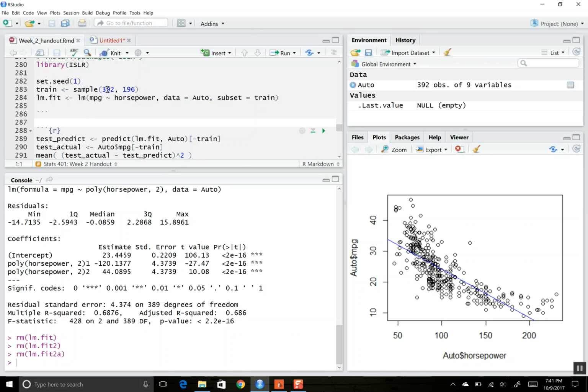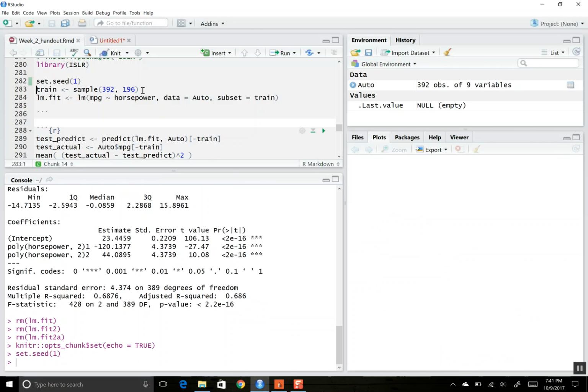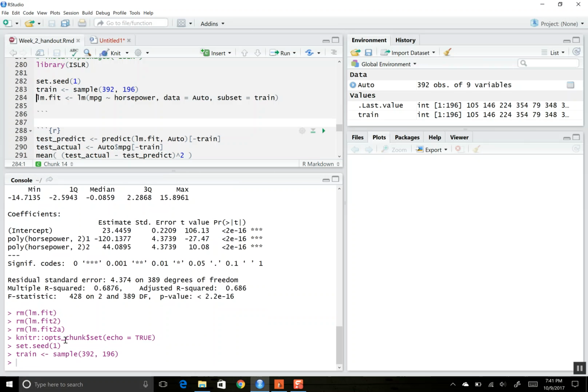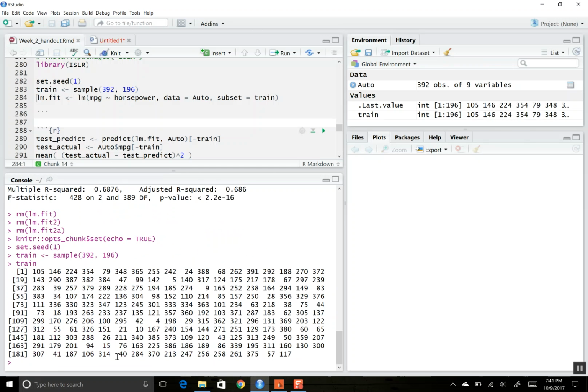So what we're going to do is we're going to sample. There's a total of 392 rows in our automotive data set. We are going to select 196 out of the 392. So we're doing a 50-50 split. Okay, so we're just taking 196 out of the thing, and that's going to be our train data. With train, these are the 196 rows that we will select. And so this is just totally shuffled.